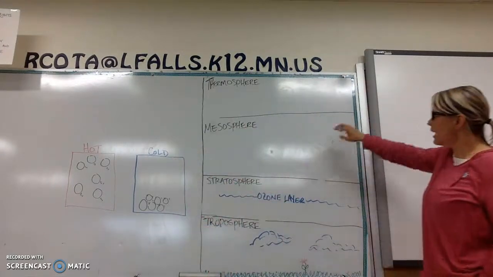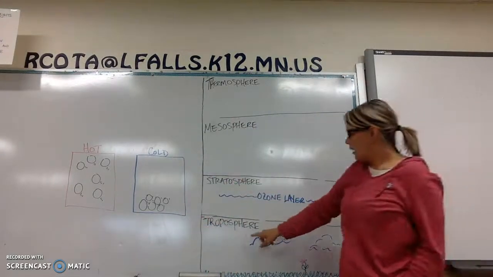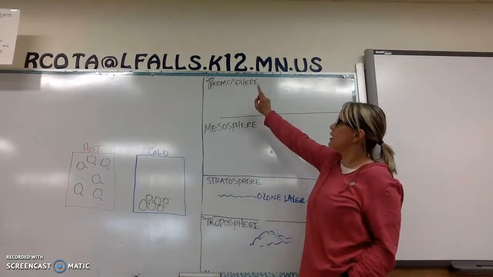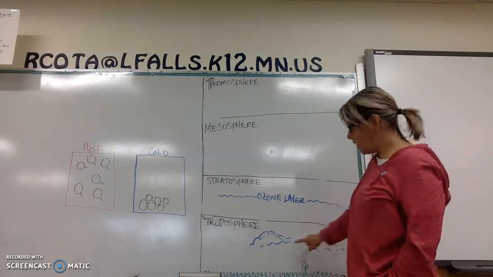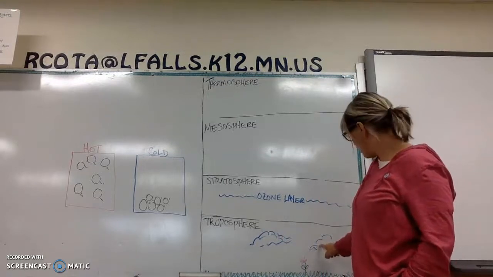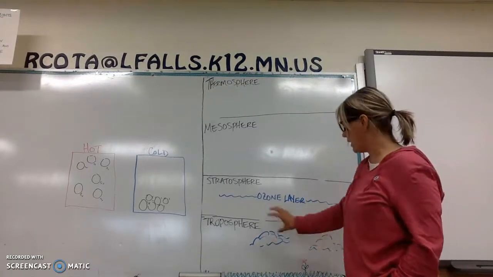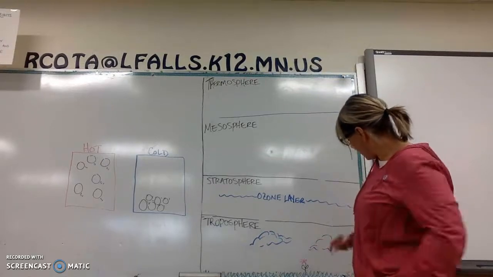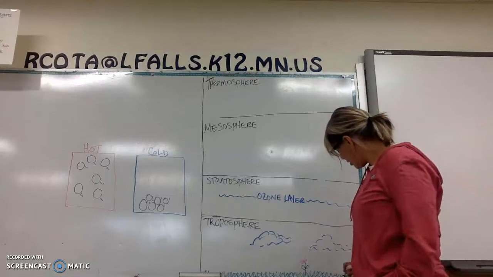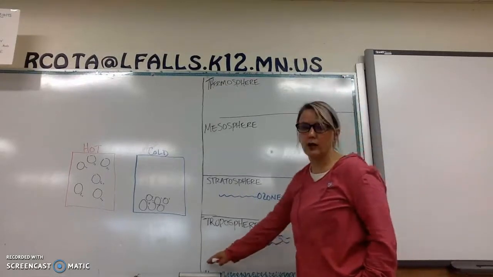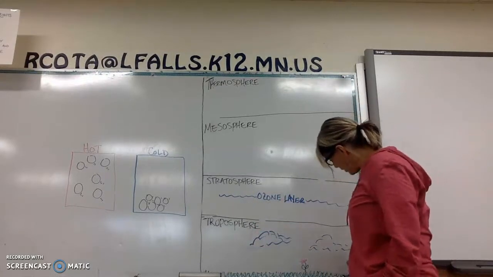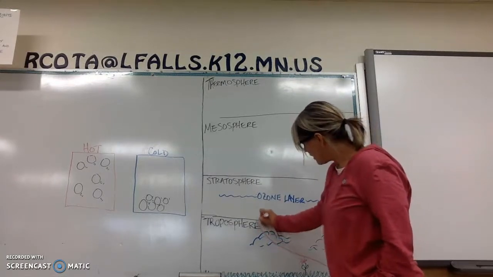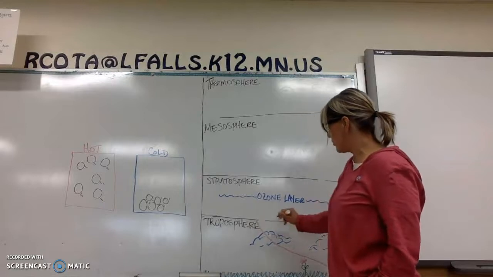Okay, here I have the four layers of the atmosphere: the troposphere, stratosphere, mesosphere, and thermosphere. Down here, I've got my clouds drawn in because all weather is occurring here in the troposphere. As we move up in the troposphere, if we've got warm temperature here and cold temperature here, the temperature is going to decrease with altitude. It's getting colder and colder until we get to this boundary.